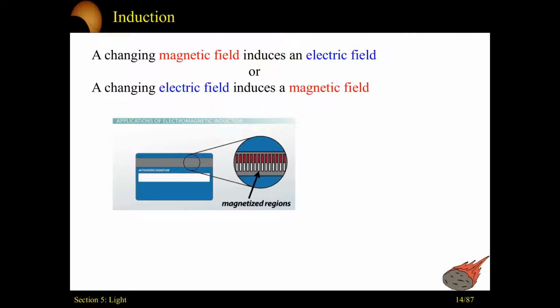All right, time for the formal definition. Electromagnetic induction just says that if there is a changing magnetic field, it will induce an electric field. Similarly, if there is a changing electric field, that will induce a magnetic field.